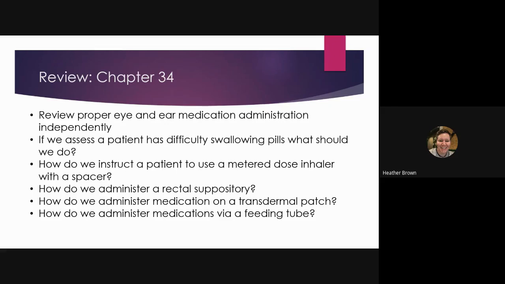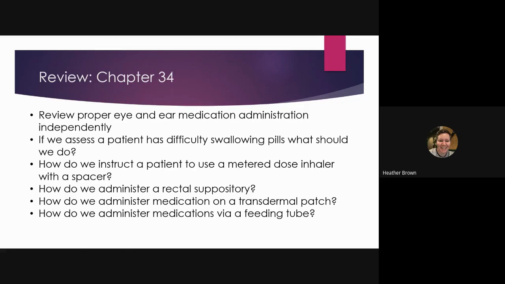The next one, if we assess a patient has difficulty swallowing pills, what should we do? So we've determined they can't swallow pills. What should we do? Yeah, so we need to consider a different route. We need to consider crushing or giving the patient liquid. Now, if we crush medications, what should we mix it with? So applesauce, if we crush something, we give it in something thicker like applesauce. So we could crush the medications.